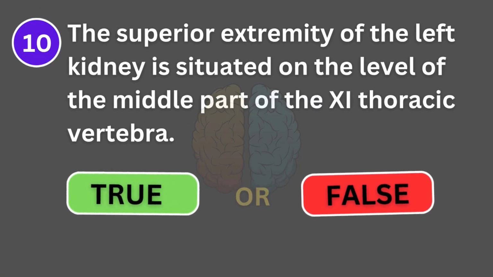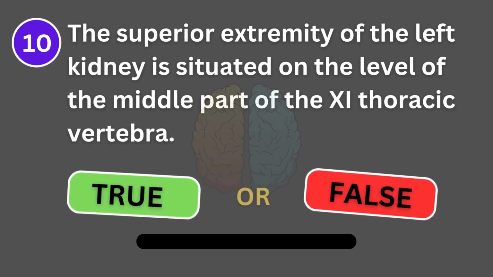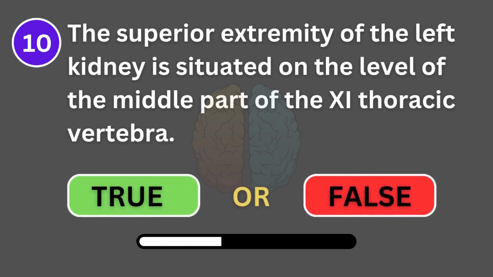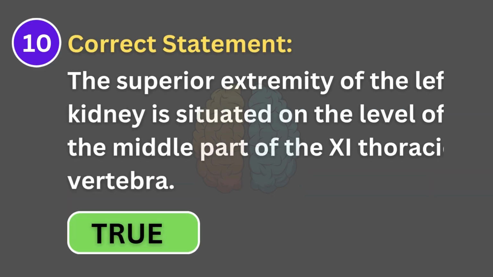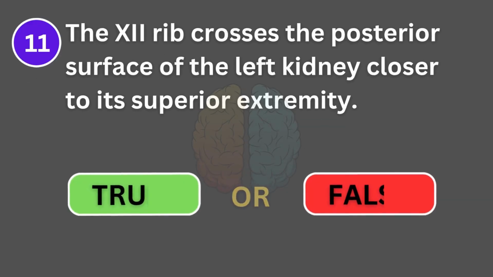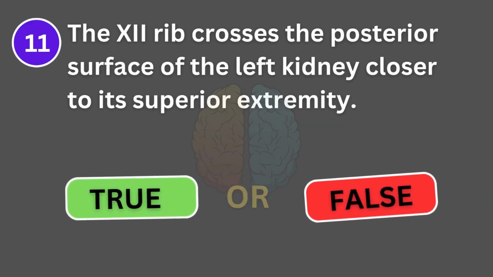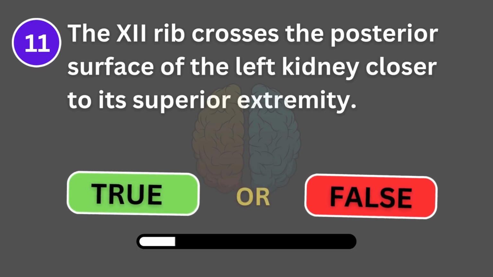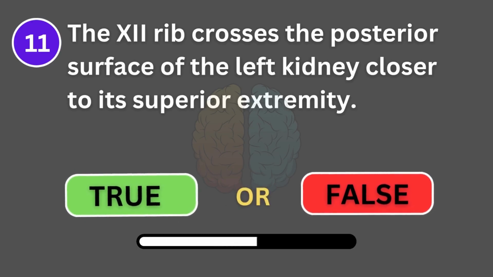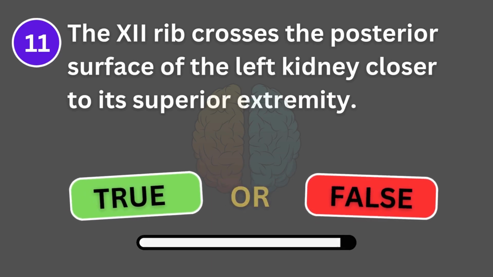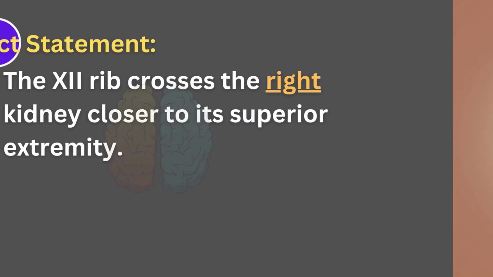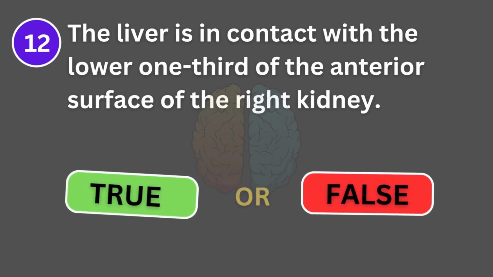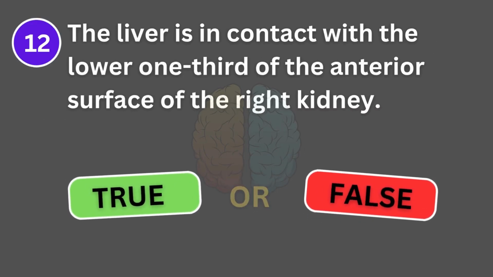The superior extremity of the left kidney is situated on the level of the middle part of the 11th thoracic vertebra. The 12th rib crosses the posterior surface of the left kidney closer to its superior extremity. The liver is in contact with the lower one-third of the anterior surface of the right kidney.